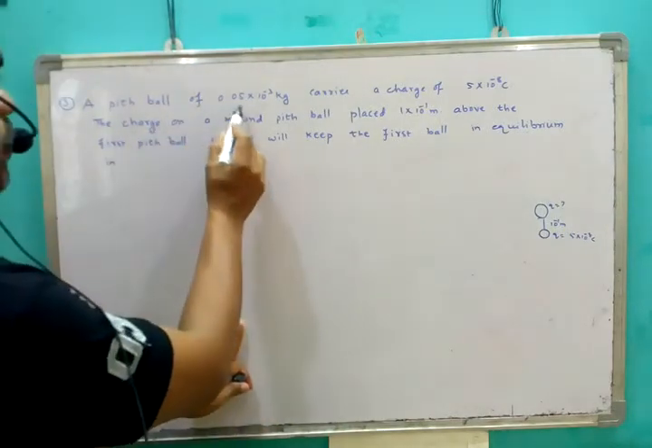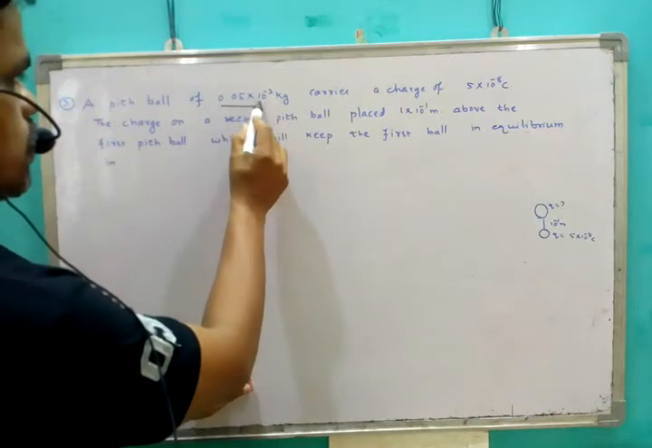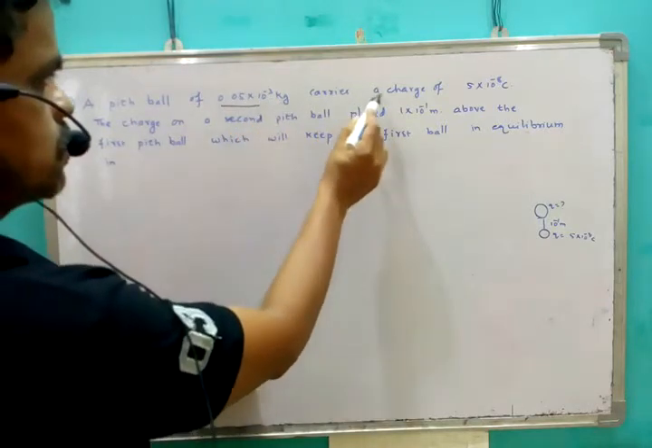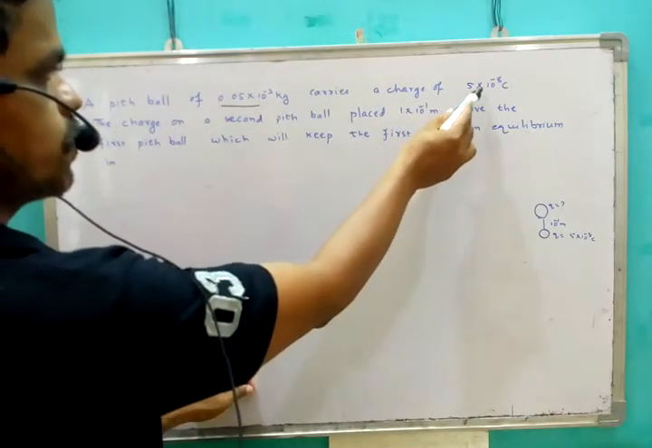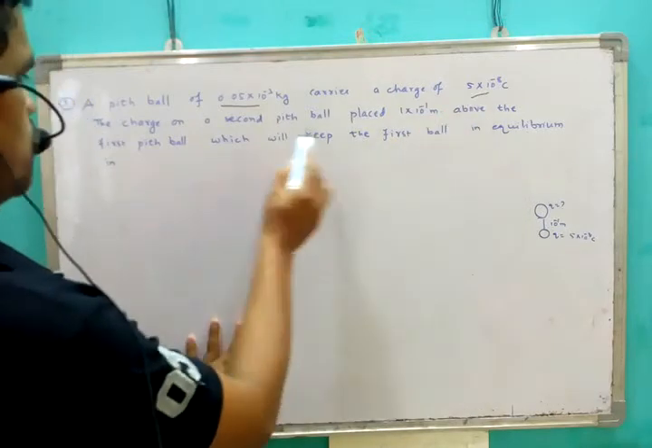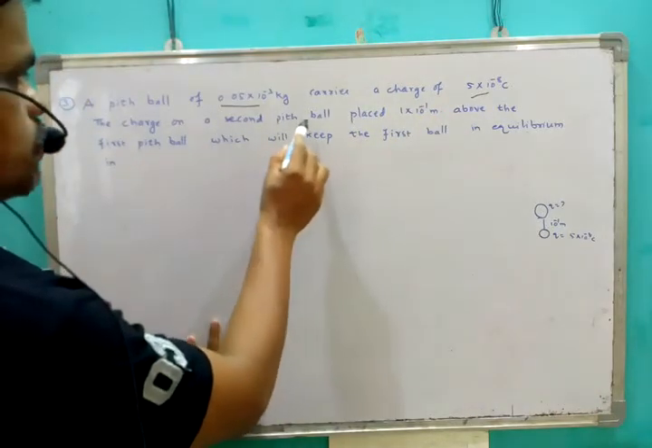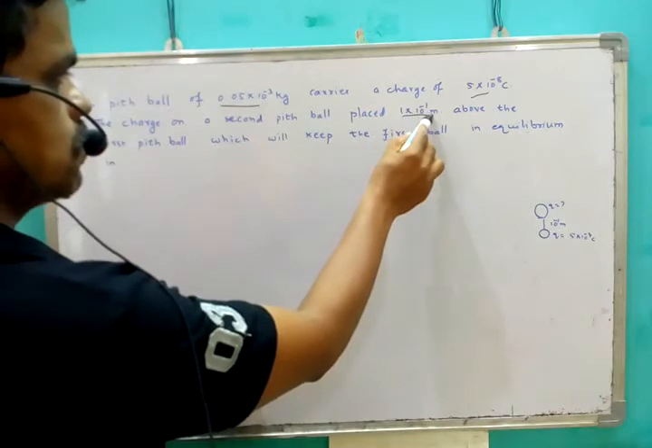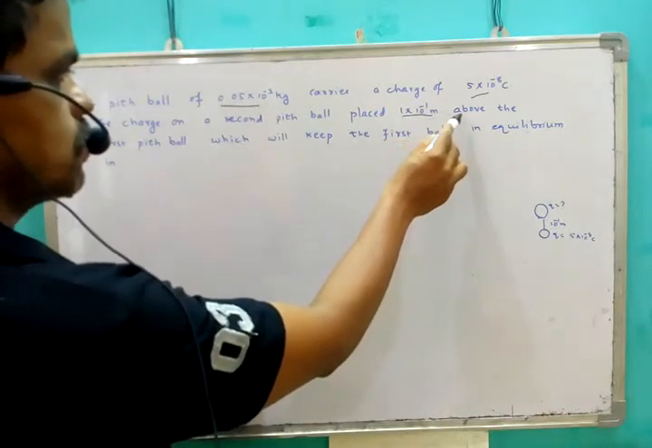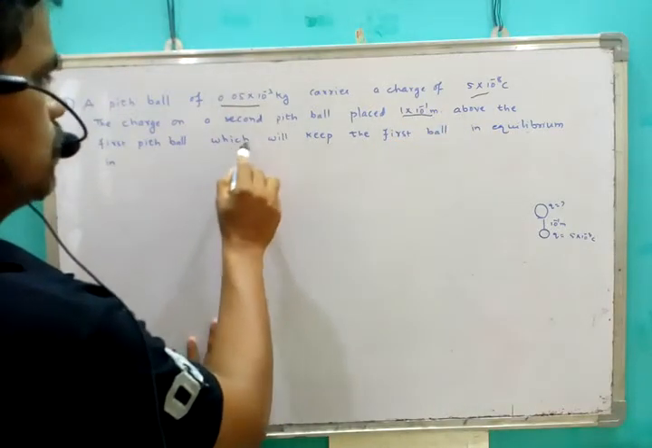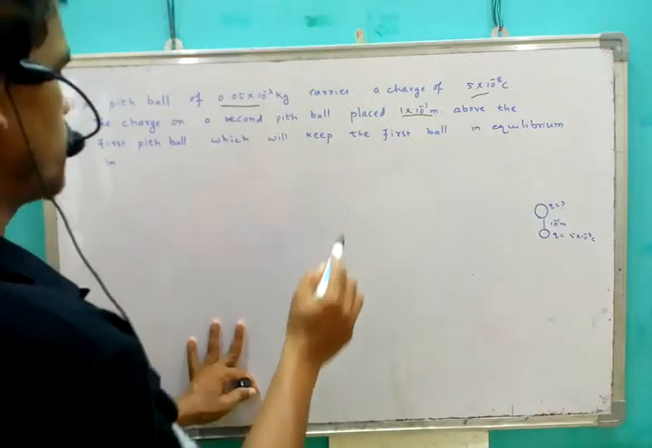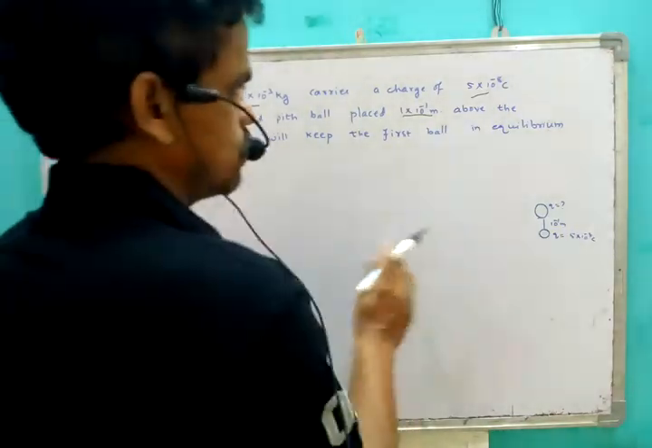A ball of mass 0.05 × 10^-3 kg carries a charge of 5 × 10^-8 coulombs. What is the charge on a second ball, placed 10^-1 meter apart above the first ball, which will keep the first ball in equilibrium? So this is the question.